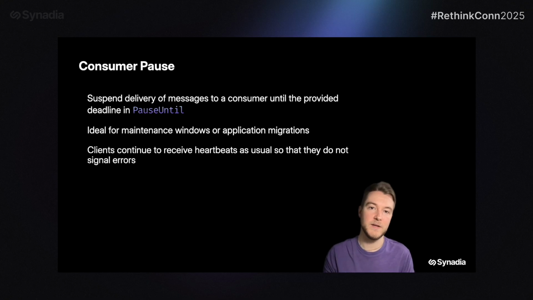The important part of this, though, is that the consumer heartbeats continue to be sent to the client. So you won't get unexpected errors being surfaced from your client SDKs because the consumer is paused. This should make it much easier to manage deployment operations, migrations, or application maintenance where you don't want to interleave with accidentally pulling messages and processing them while you're trying to do something.